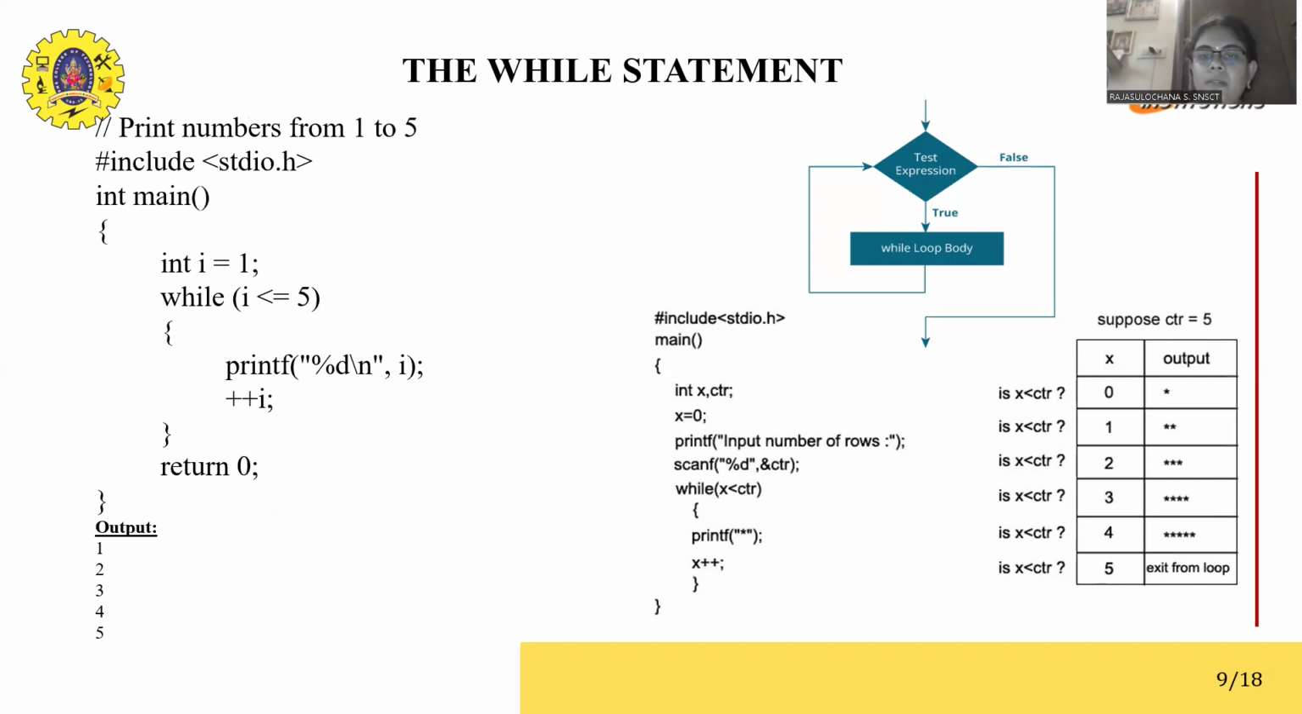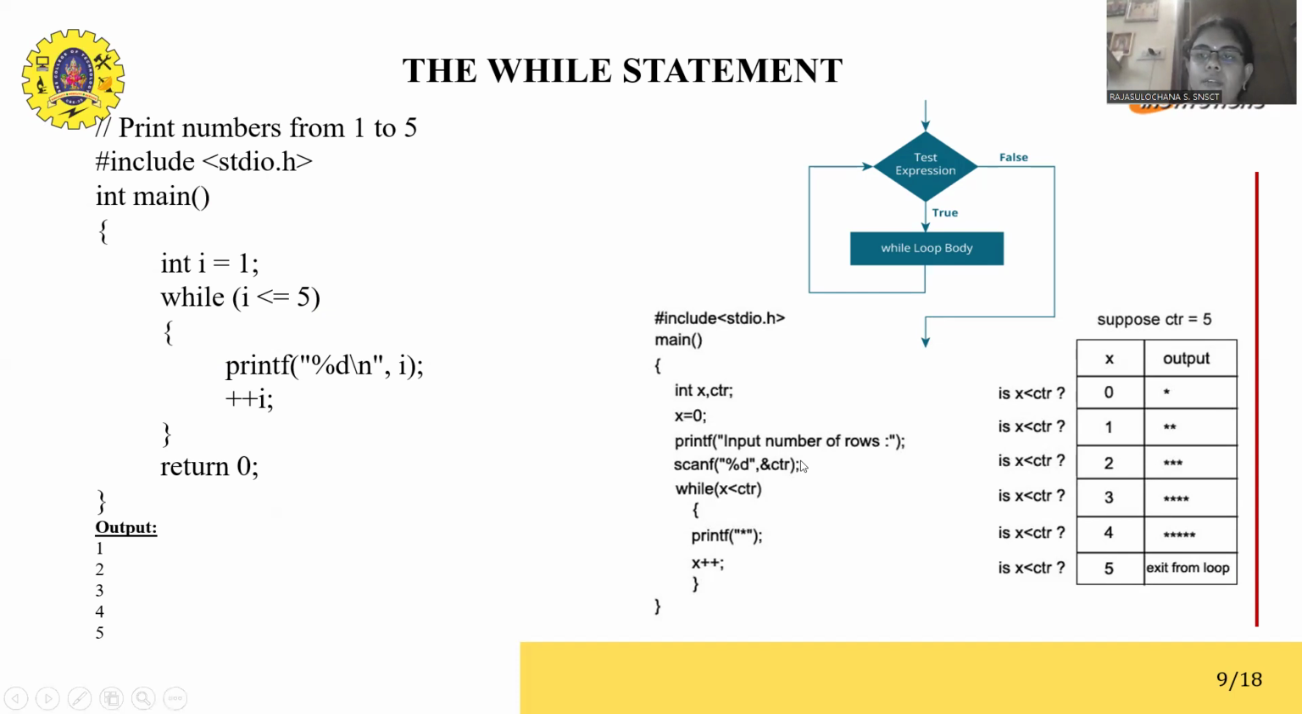Initially I is equal to 1, which is less than or equal to 5, condition is true. So 1 is printed. Next I value is incremented. Now I is equal to 2. Again the condition will be checked since it is a loop. 2 is less than or equal to 5, condition is true. Now 2 is printed, and I value is incremented to 3. Again the condition is checked. 3 is less than or equal to 5, condition is true. Now 3 is printed, and I value is incremented to 4. Again the condition is checked. 4 is less than or equal to 5, condition is true. 4 is printed and I value is incremented to 5.